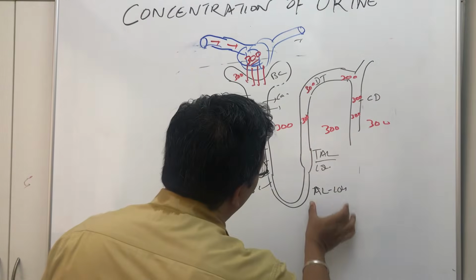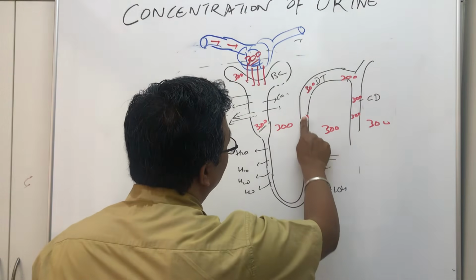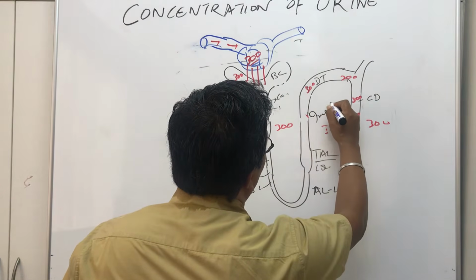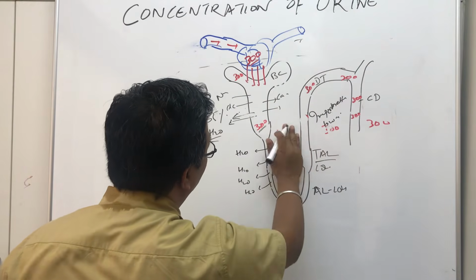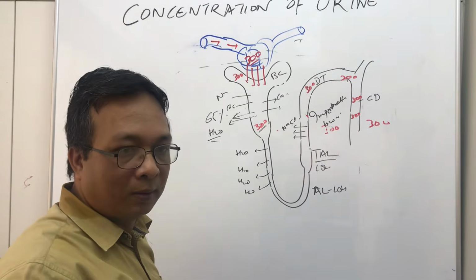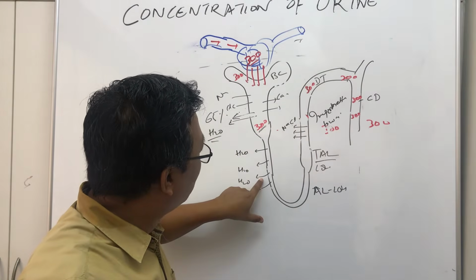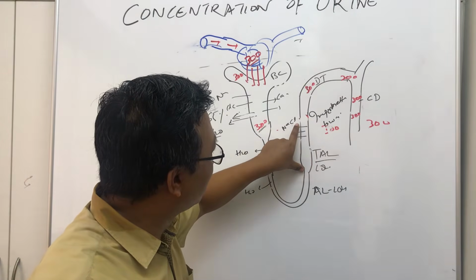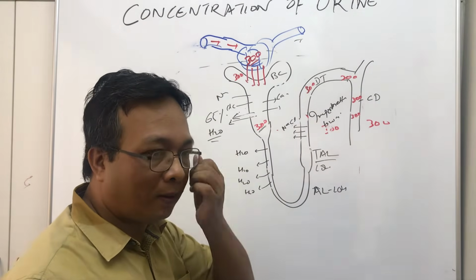Okay, and normally this part, the thick ascending limb, is impermeable to water. This part, water is not reabsorbed. Only sodium and chloride can be reabsorbed here. So you have to remember this: in a normal nephron, the descending limb of loop of Henle is permeable to water, and the ascending limb of loop of Henle and thick ascending limb are impermeable to water, where only sodium and chloride, or electrolytes, are absorbed. Right? Okay.